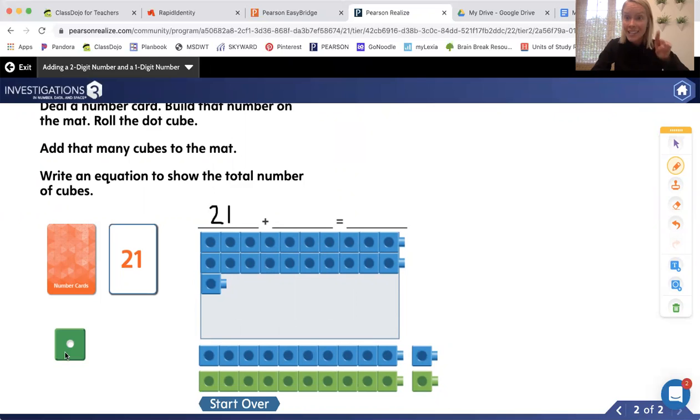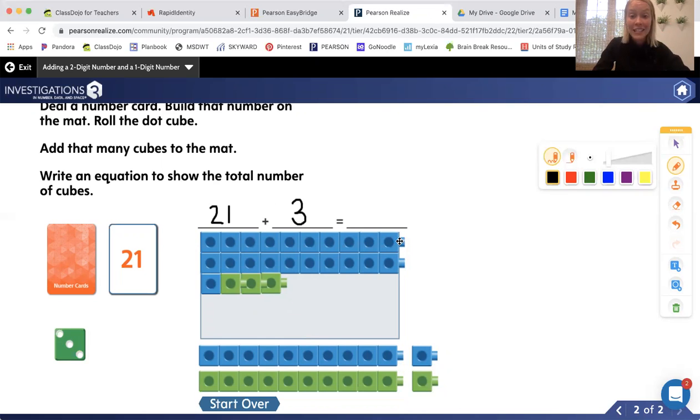Now I'm going to roll the dice to see how many to add. Ooh, 3. Okay, so I'm going to write 3 here so I don't forget. So I'm adding 3. Okay, and I'm going to use my green cubes to do that. 1, 2, 3. Okay, so how many cubes do I have all together now? I can count this by 10, 20, 21, 22, 23, 24. So I have 24 cubes.